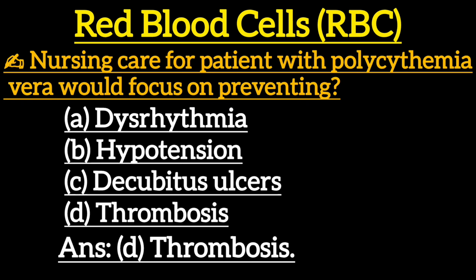Next one is, nursing care for patient with polycythemia vera would focus on preventing option A, dysrhythmia, option B, hypotension, option C, diabetic ulcers, option D, thrombosis. Correct answer is option D, thrombosis.